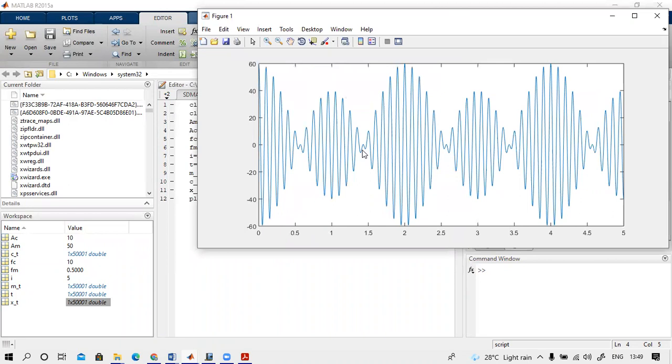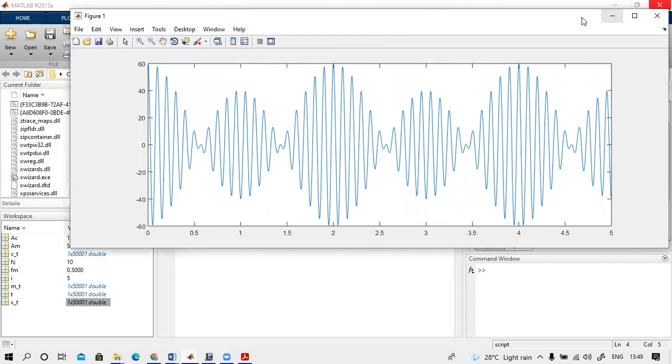So you can see a phase shift in over modulation, but there is no phase shift in the normal modulation. Okay, so get that idea.